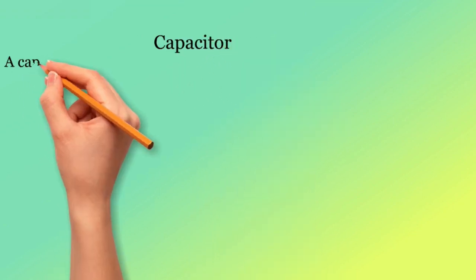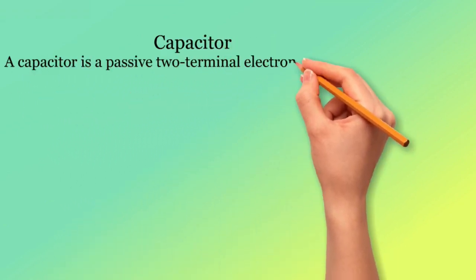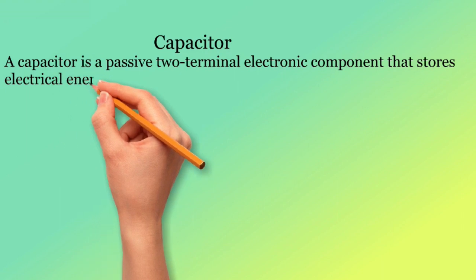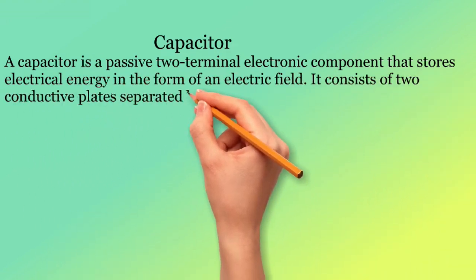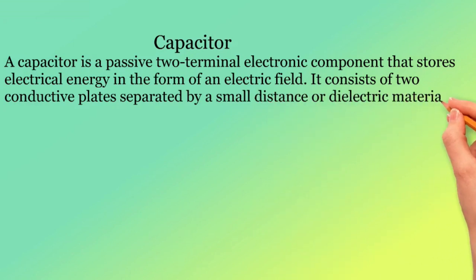A capacitor is a passive two-terminal electronic component that stores electrical energy in the form of an electric field. It consists of two conductive plates separated by a dielectric material.